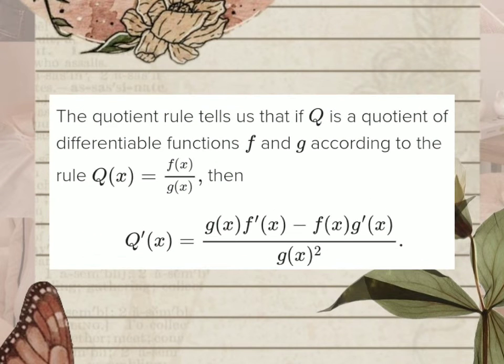The quotient rule tells us that if q is a quotient of differentiable functions f and g according to the rule q of x equals f of x over g of x, then the formula will be q prime of x equals g of x times f prime of x minus f of x times g prime of x all over g of x squared.